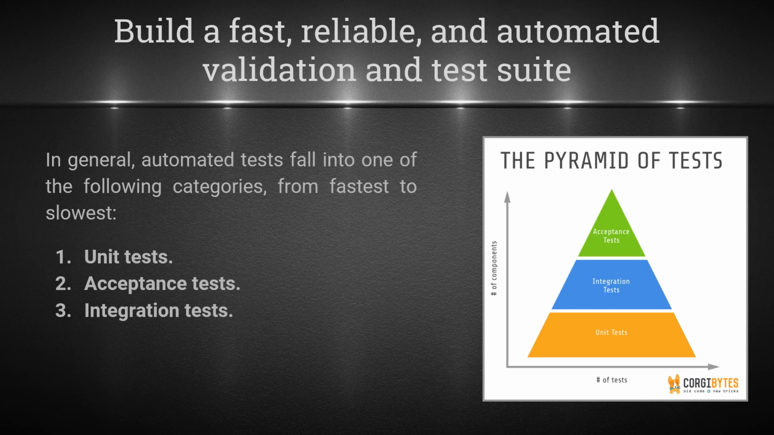Since slow and periodic feedback kills, especially for larger development teams, and it's even worse when you have tens, hundreds, or even thousands of other developers checking their changes into version control each day. We have divided the process, or in general, automated tests fall into one of the following categories, from fastest to slowest. The first one is the unit tests, the second one is the acceptance test, and the third one is the integration test.